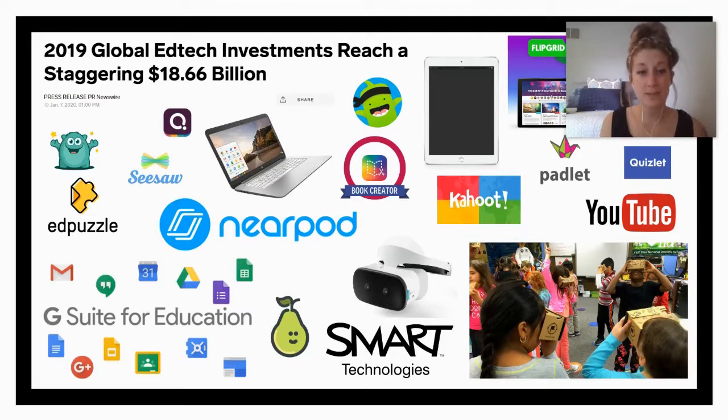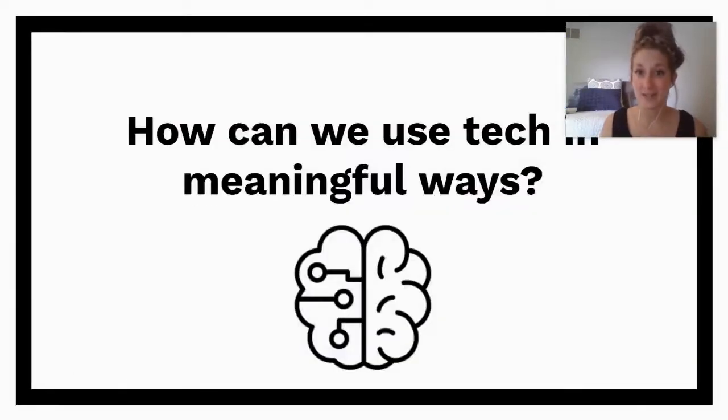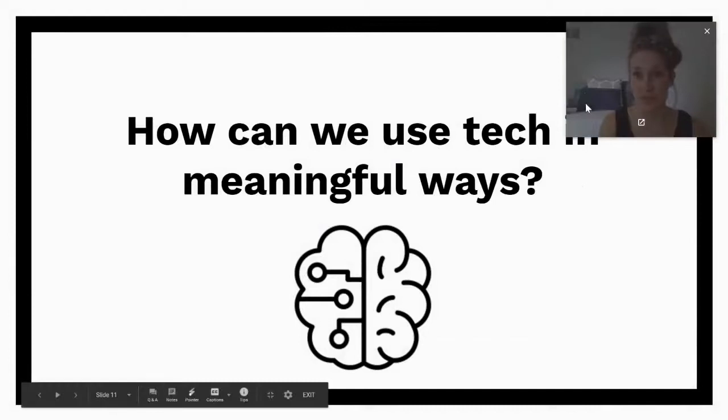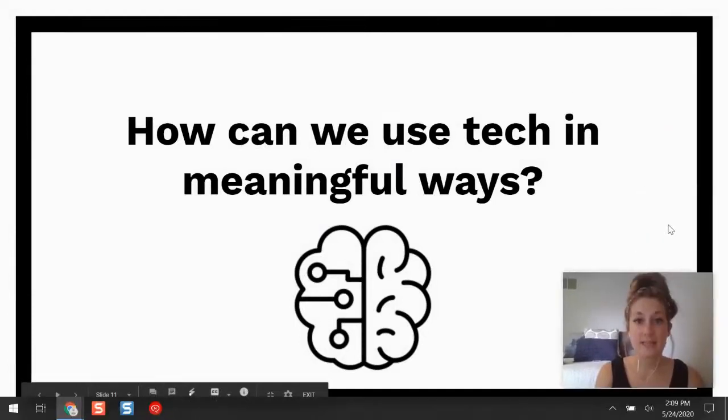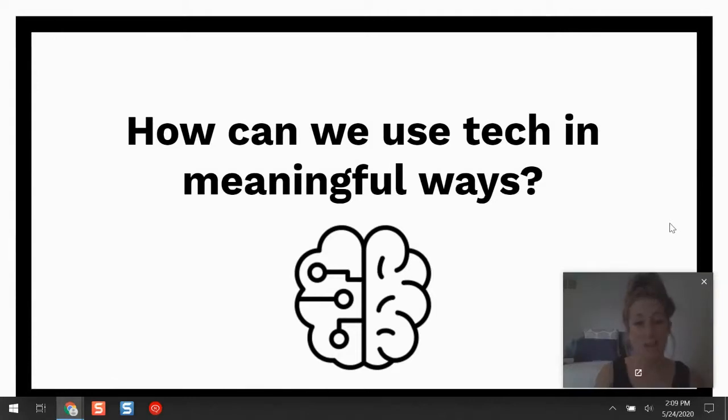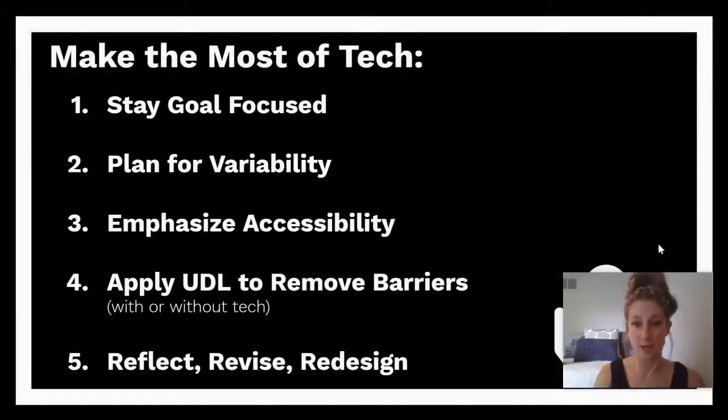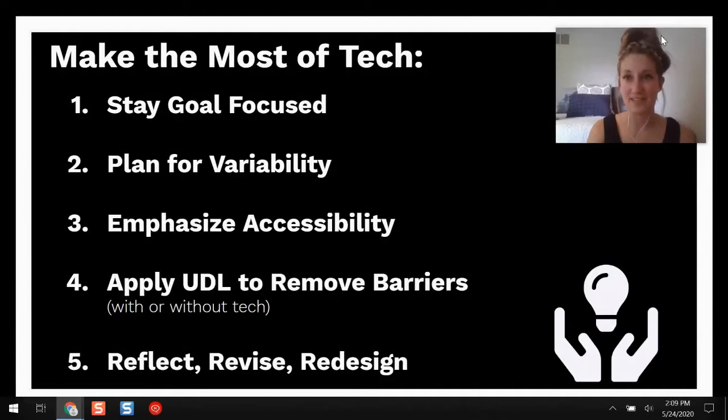And that's why it's important that while we are intrigued by technology and we want to use it, that we use some type of framework to guide our decisions. So the big thing I want you to think about in this presentation is how can we use technology in meaningful ways? And there's really a couple of main points I'm going to drive home here. I keep moving my video because my slides change a little bit. The ways that you can make the most of tech, there's 5 guiding principles that I want you to follow.